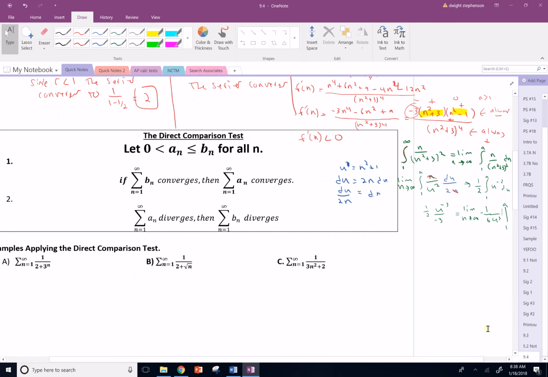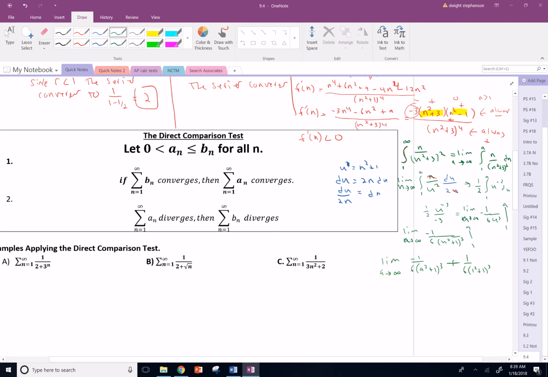And you just plug those in. Oh, and then we plug u back in, and we're getting the limit as a goes to infinity, not n, of negative 1/6 times n squared plus 1 to the third, and we're going from 1 to a, so we plug in a, and we plug in 1, and we get minus negative, which is going to turn into positive 1/6 times 1 squared plus 1 to the third, and we're taking the limit as a goes to infinity.